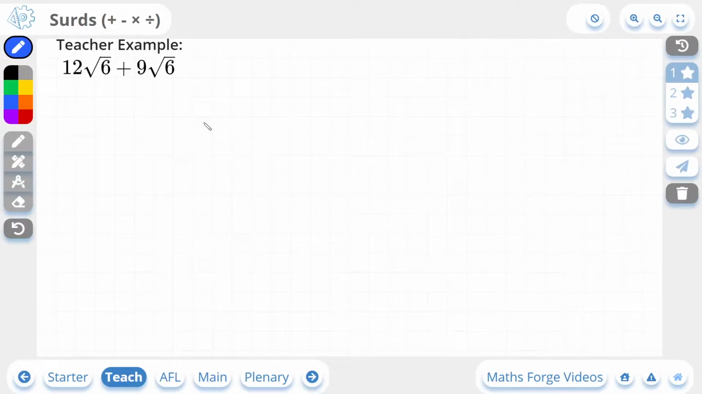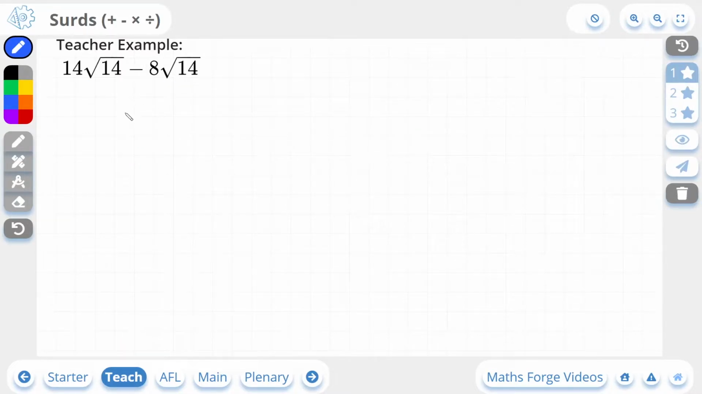So let's take a look at the first example. Here we're being asked to add 12 root 6 plus 9 root 6. How you add and subtract surds is very similar to how you add and subtract variables. If you are adding or subtracting the same square roots, then it's just a matter of collecting like terms. So I have 12 root 6s, and I'm adding it to 9 root 6s. How many root 6s do I have in the end? Well, it's just going to be 12 plus 9, which is 21. And this should be our final answer. So we're essentially collecting like terms. If we check our answer, there it is.